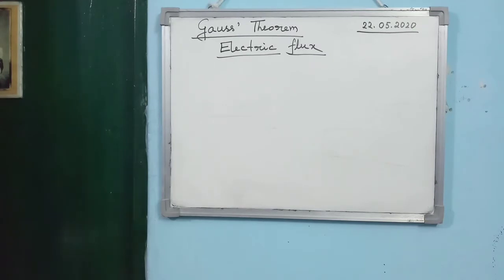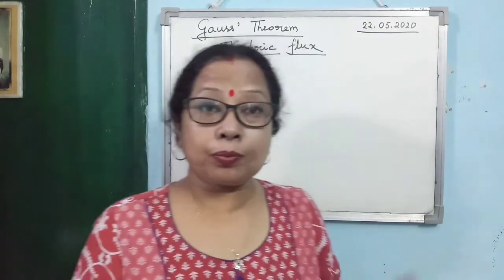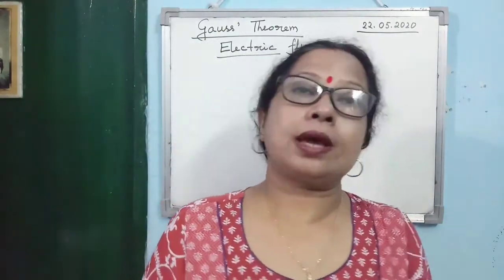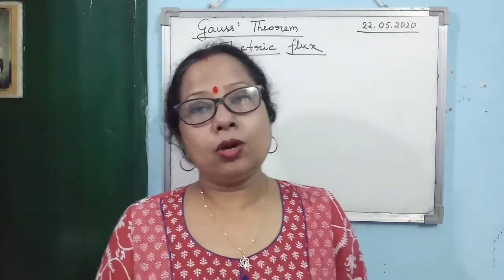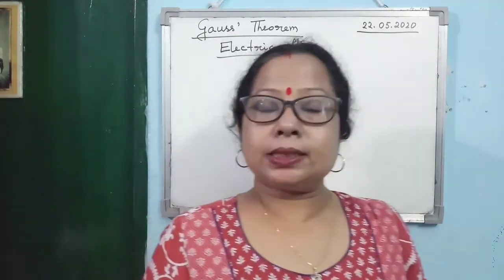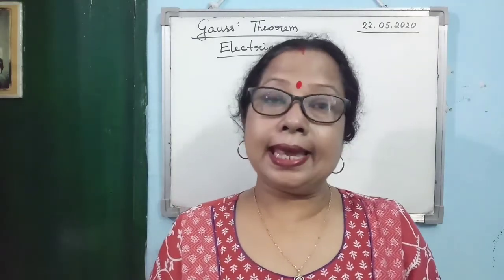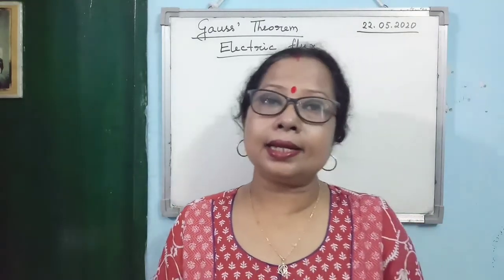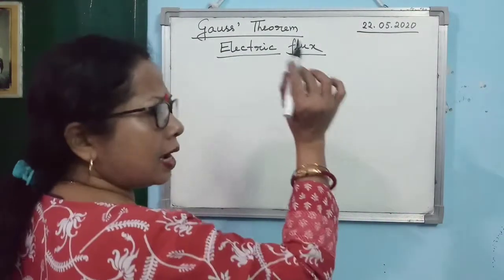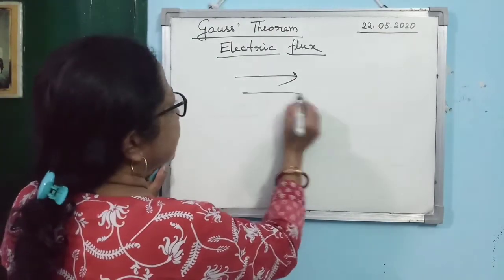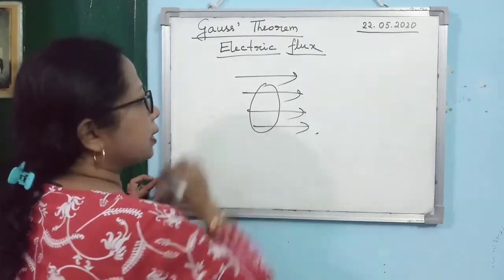Next concept is the concept of electric flux, the most important and basic concept for this chapter. So try to get a very clear concept of this electric flux. What does electric flux represent? It is the number of lines of force crossing any area held perpendicularly in an electric field. I am just giving an example. Suppose the electric lines of force are like this and you have taken a certain area.